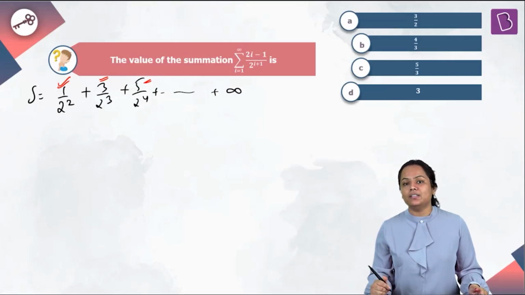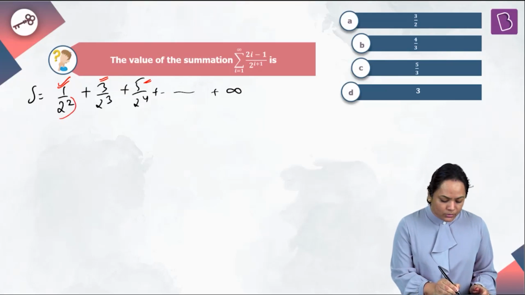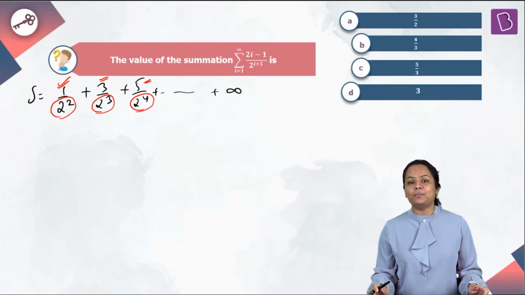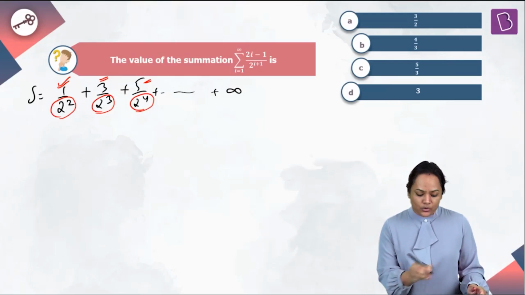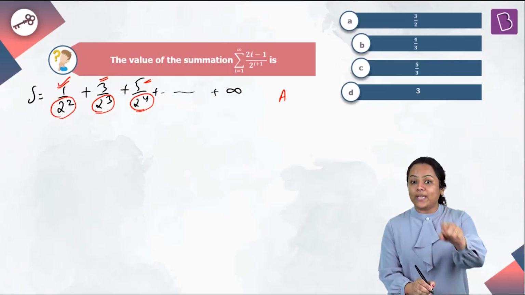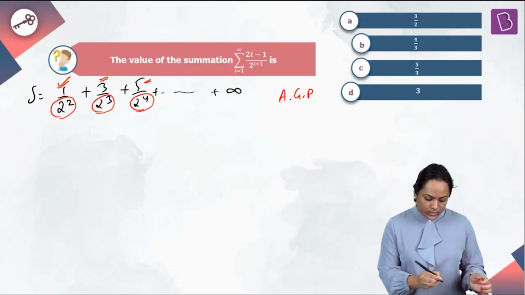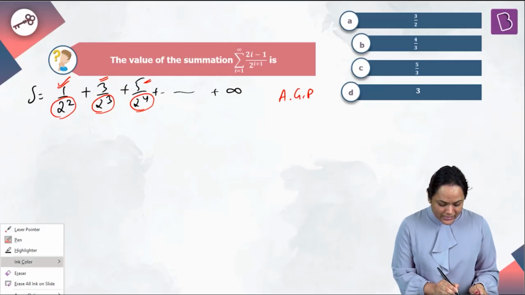These terms are in AP, that's correct. And the reciprocal part, 1 by 2 square, 1 by 2 cube, 1 by 2 raised to 4, is, well, a GP. So I can say that when AP and GP are multiplied together, we get an AGP. So I have an AGP with me. Okay, so let's try to find the summation of this.